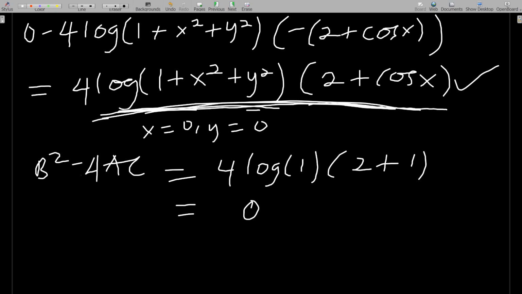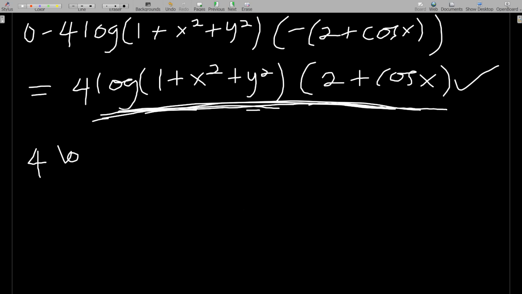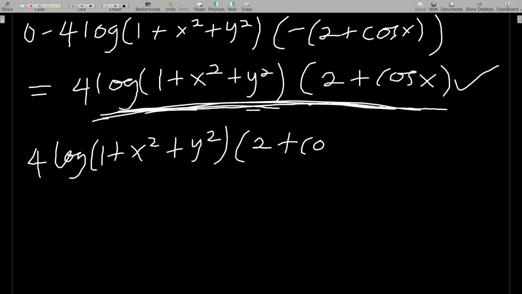Now, we also said that it would never be less than 0. That means it will never be negative. So with the other aspect, considering B squared minus 4AC being greater than 0, it's certain because we said that it would never be equal to or be less than 0. This implies that this whole expression, log of 1 plus x squared plus y squared into 2 plus cos x, will always be greater than or equal to 0. Now, it is equal to 0 when x and y are both 0, okay? That's when you have 0.